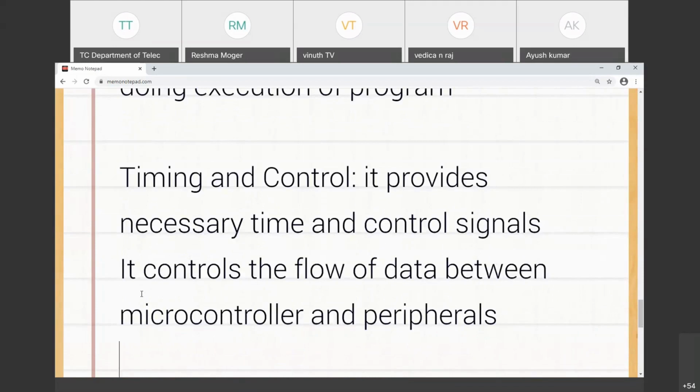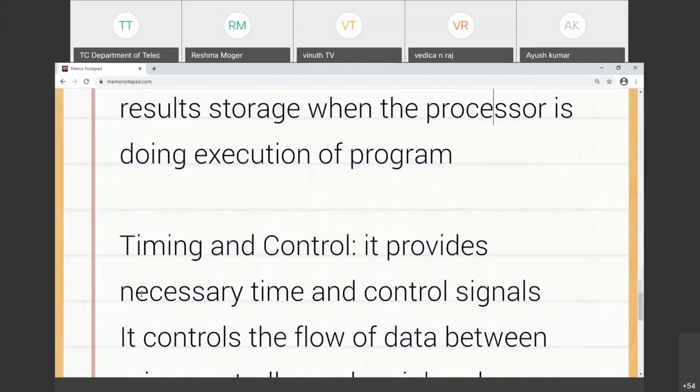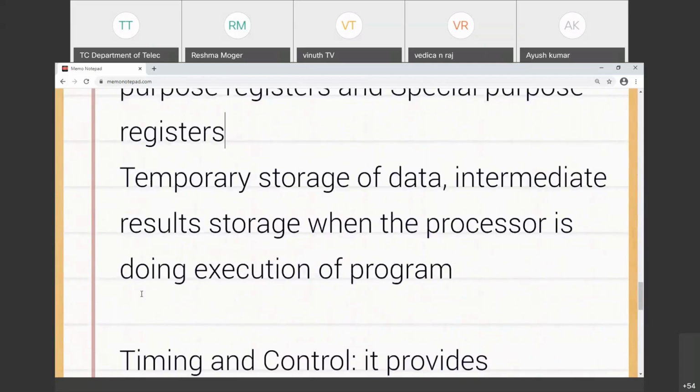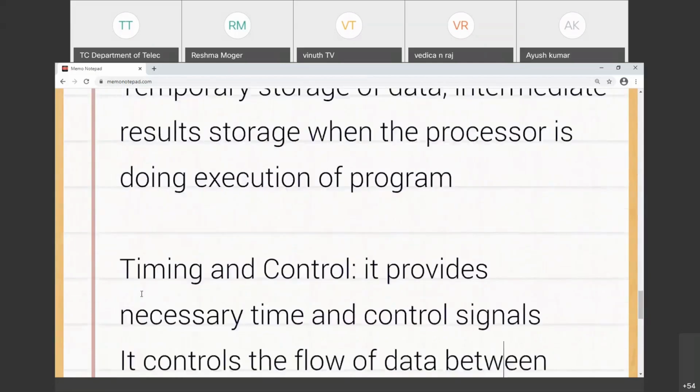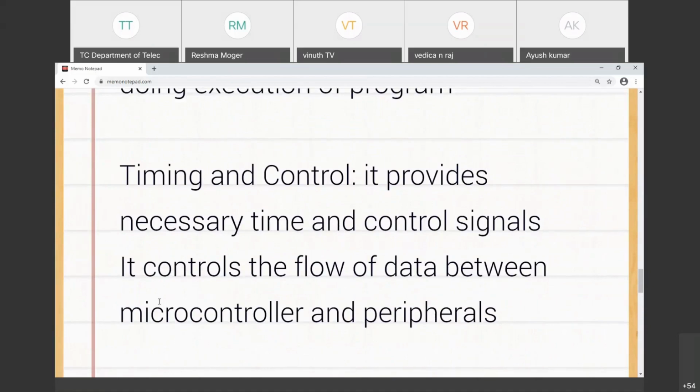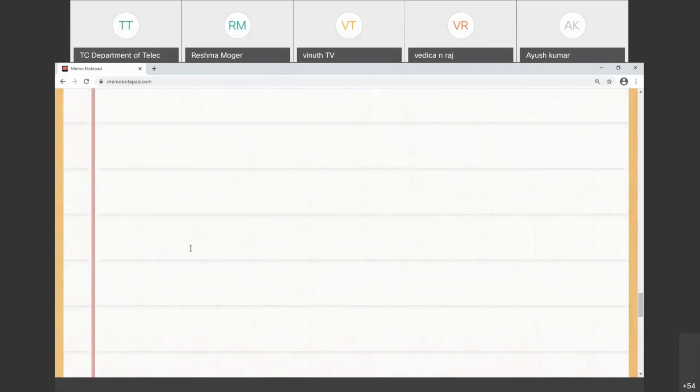That's how all processors will definitely have this. Please remember, this is what we discussed: the ALU, registers, and timing and control unit. If these three are there, things are almost done with any processor.